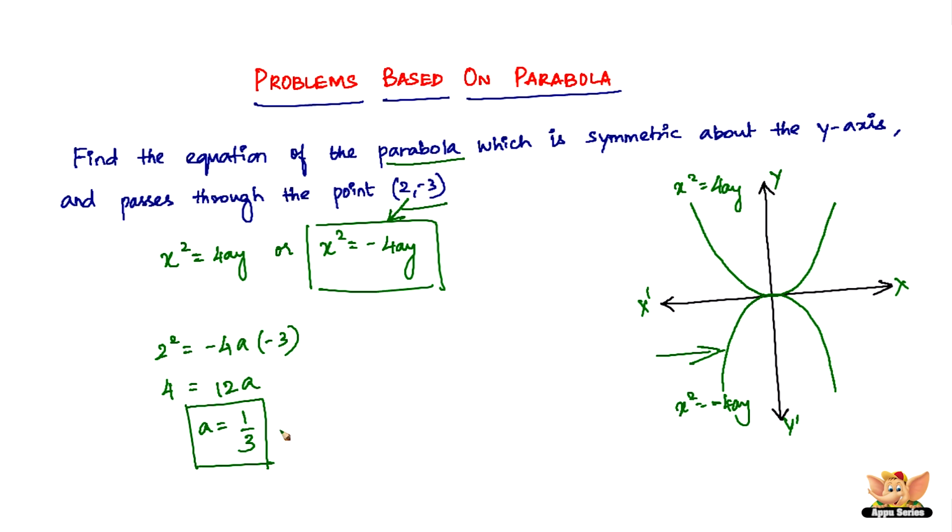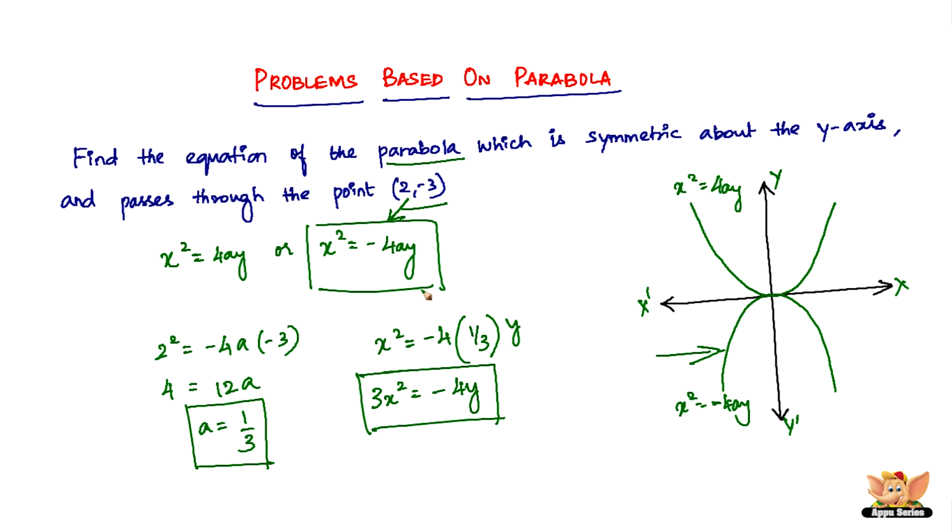Now that we found a, we can substitute a in this equation and find the equation of the parabola. That's all. So we have x square equals minus 4 times 1 by 3 y. Let's multiply throughout the equation by 3. We get 3x square equal to minus 4y. So therefore, the equation that is required is 3x square equals minus 4y.